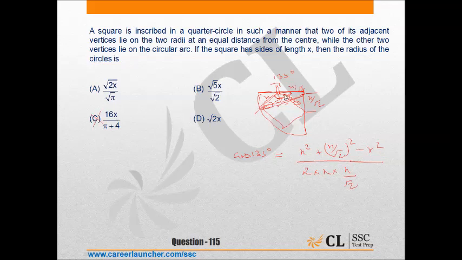I can clearly see that this length is less than this, right? So the answer will be more than root 2 times x. So this option is ruled out. This value is already less than root 2x. I can simply mark the option as this. Otherwise, if one can calculate, you can easily calculate. This will not take a very long time and you will get the answer as this.